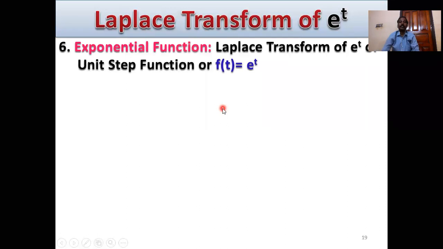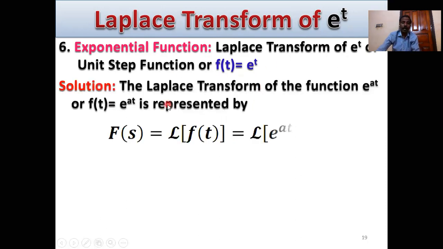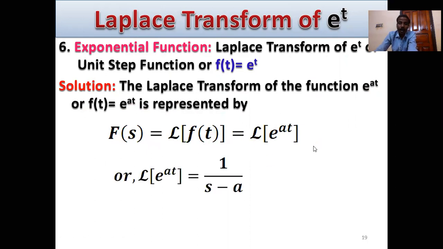So again, this is the exponential function. We get the Laplace transform of e to the power t, or the unit step function f of t equals e to the power t. The Laplace transform of the function e to the power at, the previous case, or f of t equals e to the power at, is represented by F of s equals Laplace transform of f of t equals Laplace transform of e to the power at, already proved, 1 by s minus a. Just put here a equals 1.